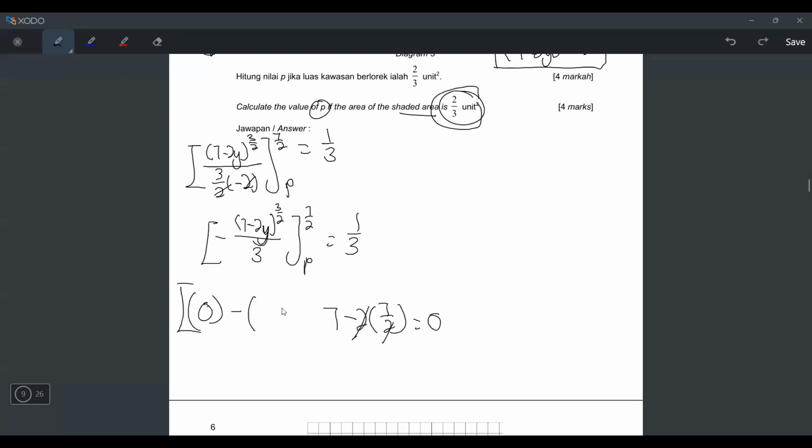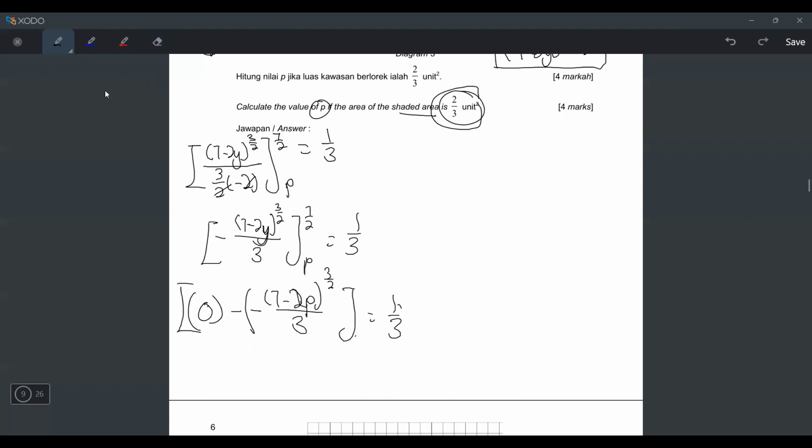And then minus with, now I will ganti P inside. Okay, so when I ganti P inside, it will become what? So it will be negative, okay, another negative, and then what? 7 minus 2, and then the y becomes P already, and then close bracket, 3 over 2 over 3. This one I should erase. And then close big bracket equals to 1 over 3.